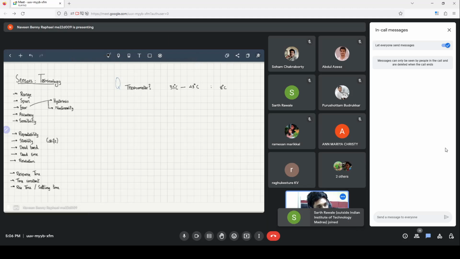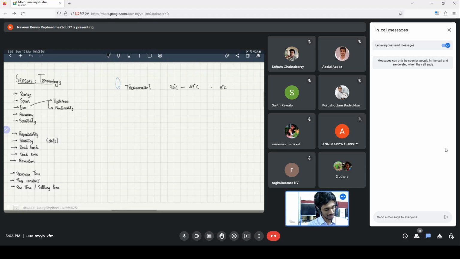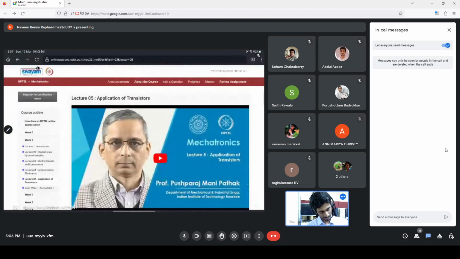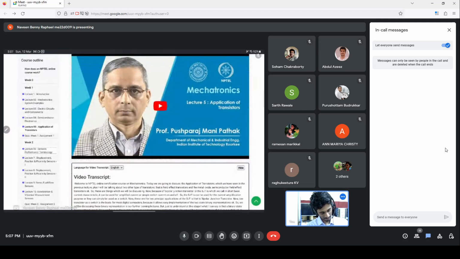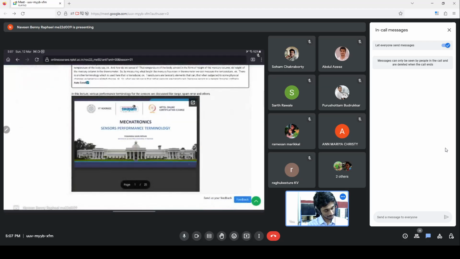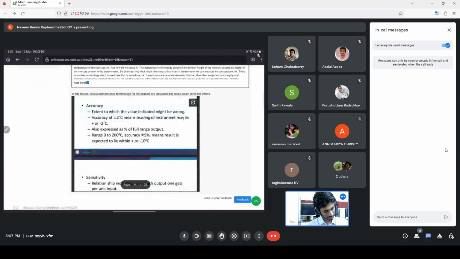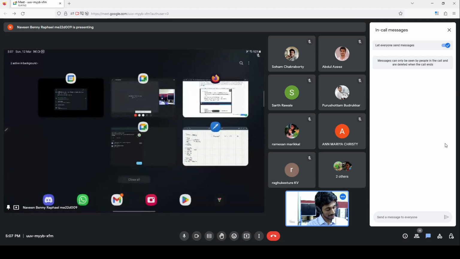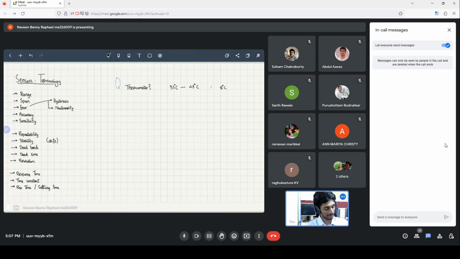The accuracy of a thermometer, like in the case of the temperature thermometers we use at home, is actually not more than 0.1 degrees Celsius, and likewise the sensitivity.